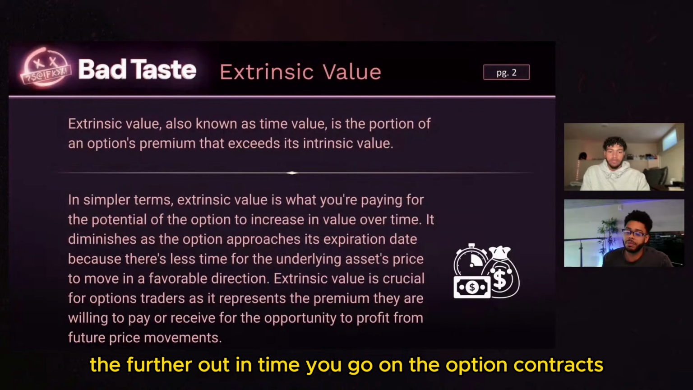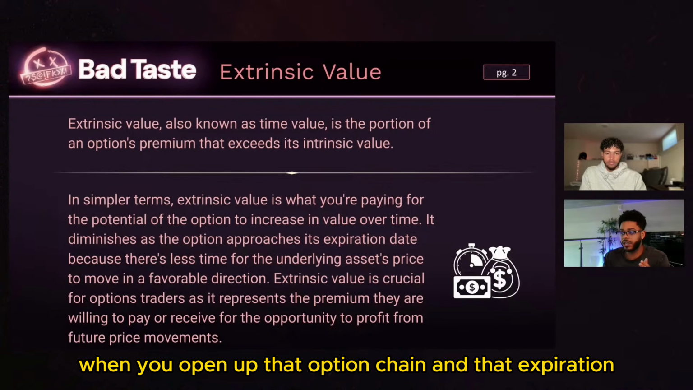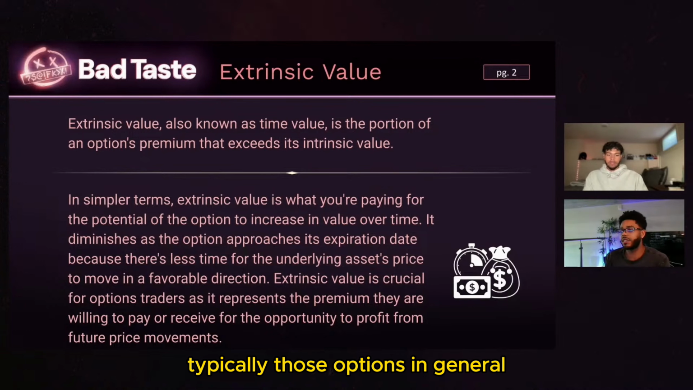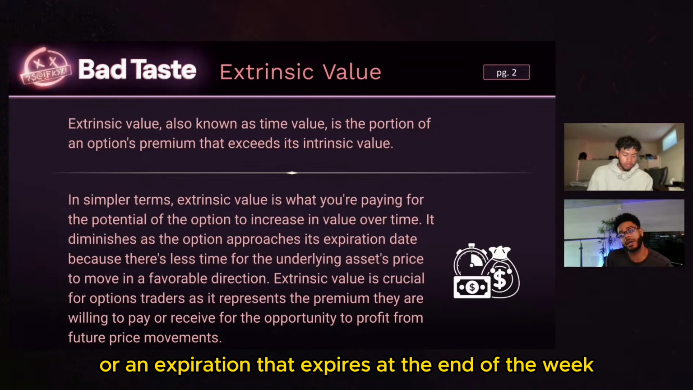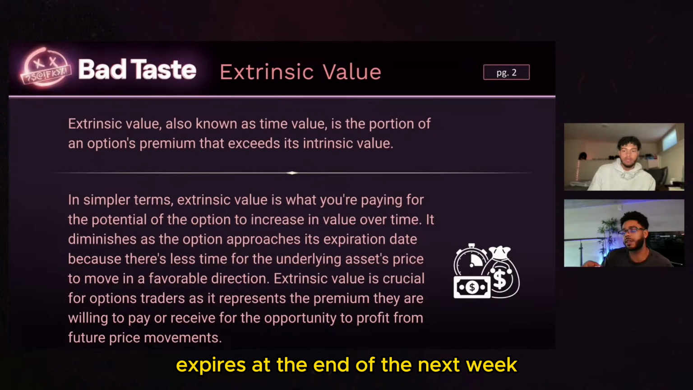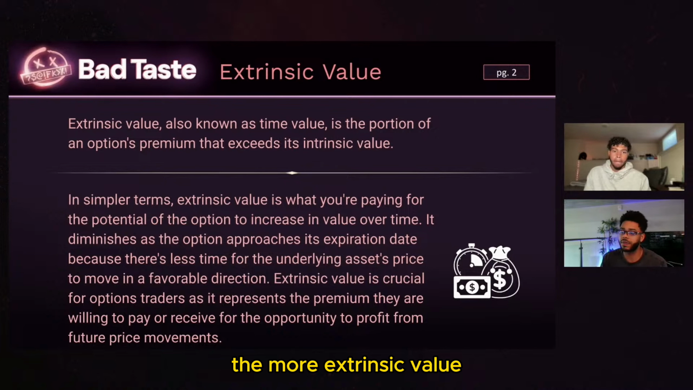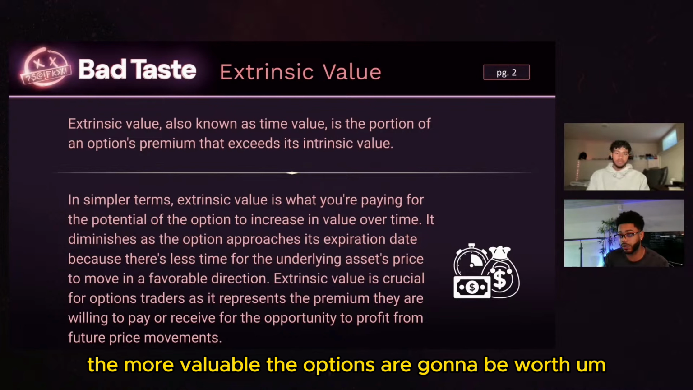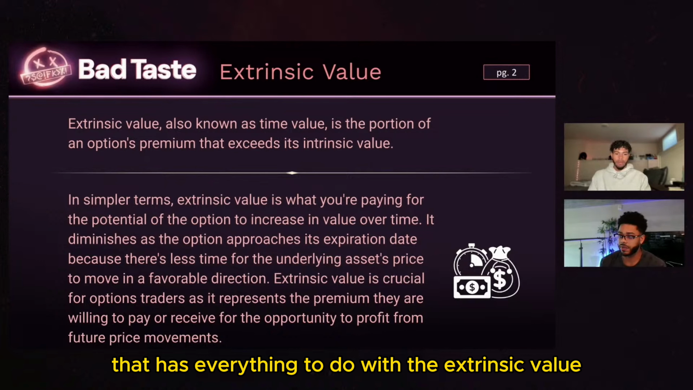So the further out in time you go on the option contracts, typically when you open up that options chain and that expiration, those options in general are going to be worth more than the options that have a shorter time expiration date, like a 0 DTE or an expiration that expires at the end of the week or at the end of the next week. So the further out you go in time, the more extrinsic value, the more valuable the options are going to be, because that has everything to do with the extrinsic value.